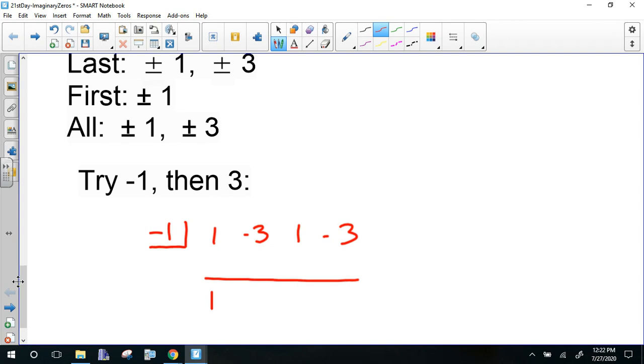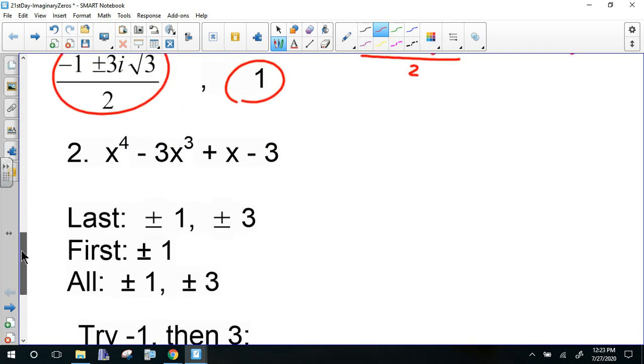So bring down the 1. 1 times -1 is -1. I add, I get -4. -1 times -4 is 4. I add, I get 5. -1 times 5 is -5. I get -8. Let's make sure I wrote it down right.